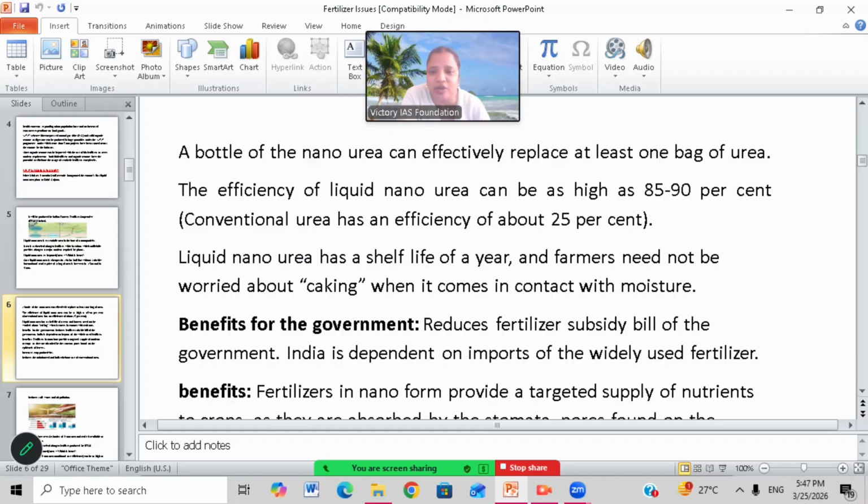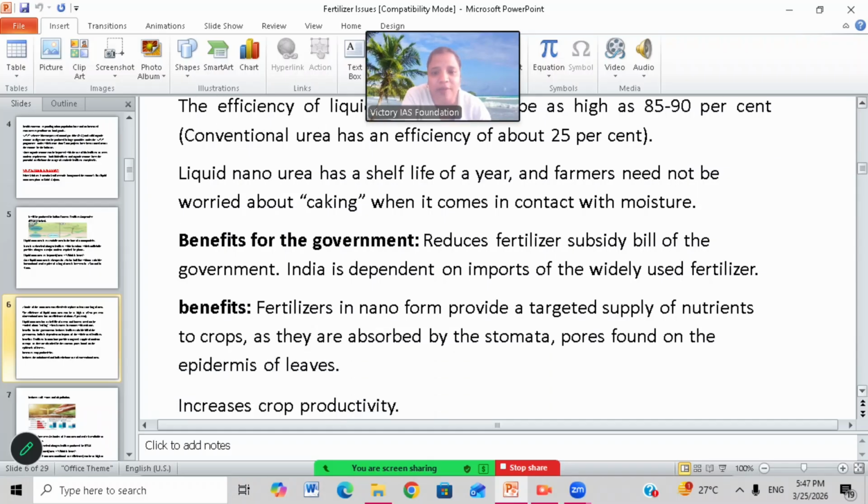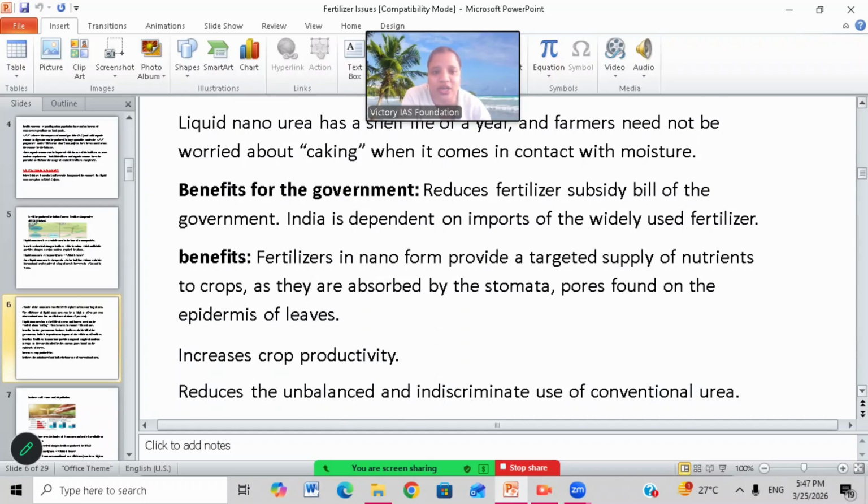So liquid nano urea has a shelf life of 1 year, and farmers need not worry about caking when it comes in contact with moisture. The shelf life is 1 year. The warranty on the bottle is 1 year. It won't change into solid state when it gets cold. In cold weather, it won't change into a solid piece.